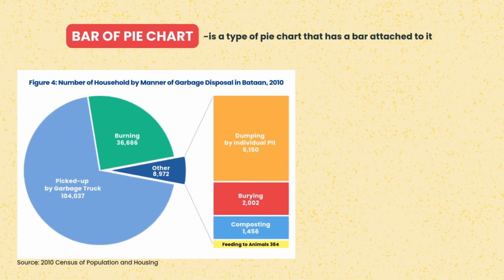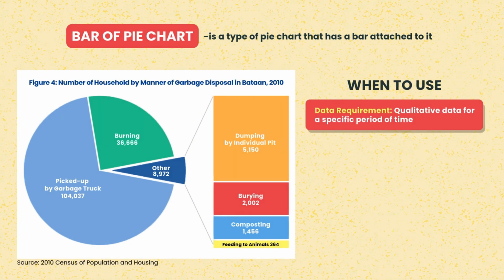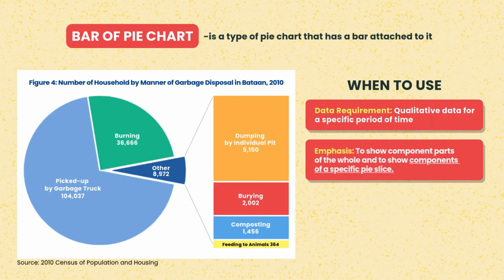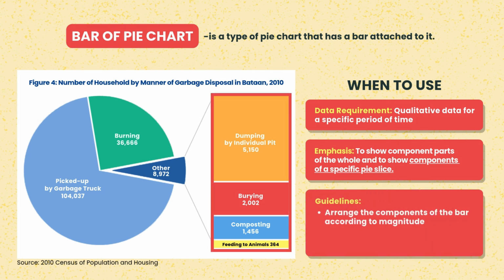A bar of pie chart is a type of pie chart that has a bar attached to it. Same as a pie chart, it also requires qualitative data for a specific period of time, but its emphasis is not only to show the component parts of a whole, but also to show the components of a specific pie slice. For the guidelines, we should also arrange the components of the bar according to magnitude, and we may explode the pie slice with the components.